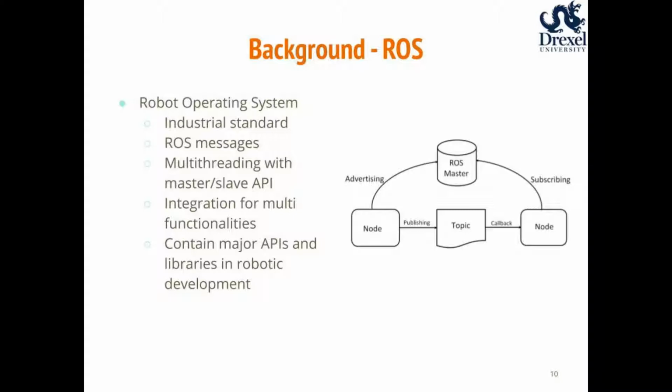ROS, which stands for Robot Operating System, is the operating system used for this project. It is a standard in the robot industry. It passes messages using a master and slave API with multi-thread synchronization. It is useful for integrating multiple programs that are being developed at the same time. They already contain major APIs and libraries for the development of robots.